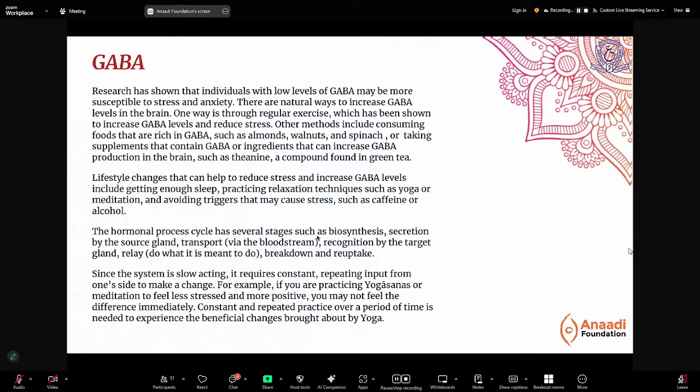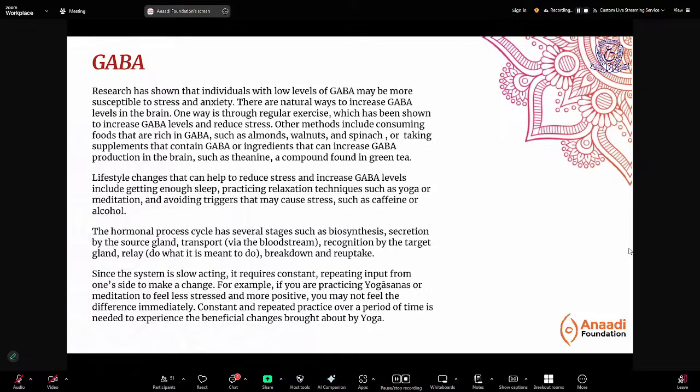A very important neurotransmitter is called GABA. For example, one way of increasing GABA is through regular exercise. High availability of GABA means it's very healthy, right? And whatever increases GABA levels has been shown to reduce stress. Right? So foods that are rich in GABA, such as almonds, walnuts, spinach, and taking GABA supplements, green tea, all these increase GABA levels and reduce the stress levels. Lifestyle can also increase GABA levels. Practicing relaxation techniques, yoga nidra, meditation, all these are actually enhancing GABA.